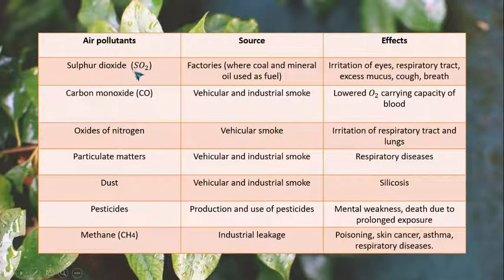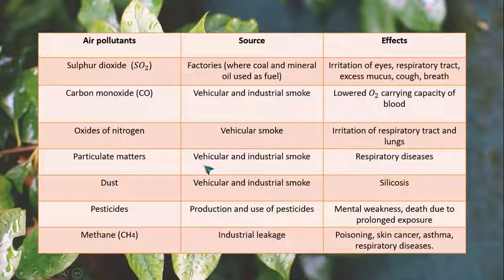Sulfur dioxide. The source is factories where coal and mineral oil are used as fuel. Effects: irritation of eyes and respiratory tract, excess mucus, cough, breathlessness. Carbon monoxide, CO: vehicular and industrial smoke. Lowered oxygen carrying capacity of the blood is the effect of carbon monoxide. Oxides of nitrogen: vehicular smoke; effects are irritation of the respiratory tract and lungs.